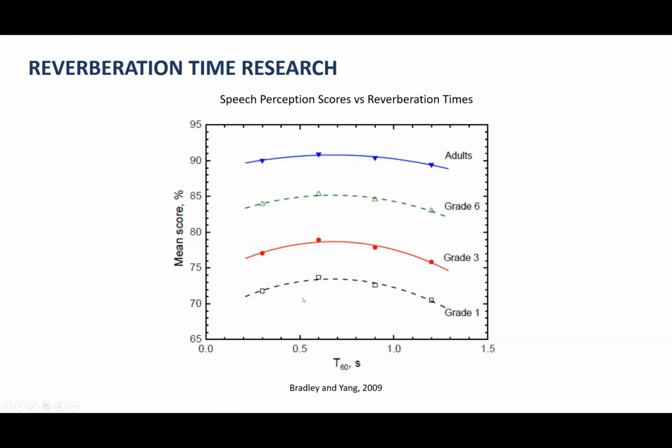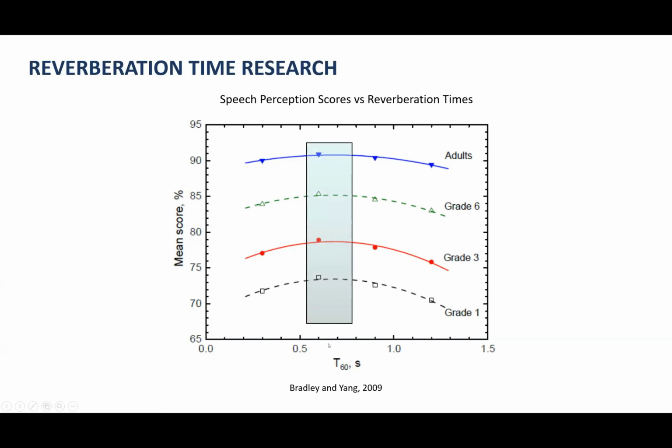So grade 1, we've got this curve here where 70% or so of speech perception is occurring over the ranges of reverberation time. That hops up about 5% when they get into grade 3, another 7 or 8% in grade 6, and by the time you're adults, your speech perception on average is much higher, 90% or so. So it's very important to understand that younger listeners have different needs when it comes to speech perception.